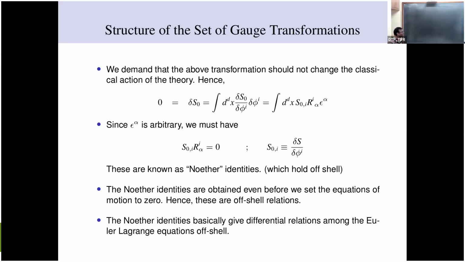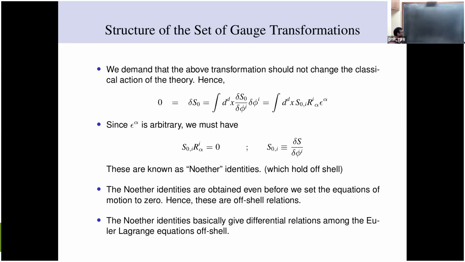And this holds. So we have not imposed the equation of motion. So this identity holds off-shell. These Noether identities are obtained even before we have used the equation of motion, and that's why they are off-shell. This is like the Bianchi identity.